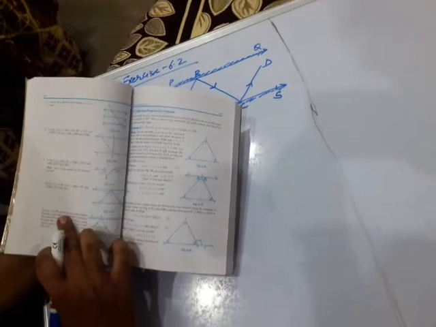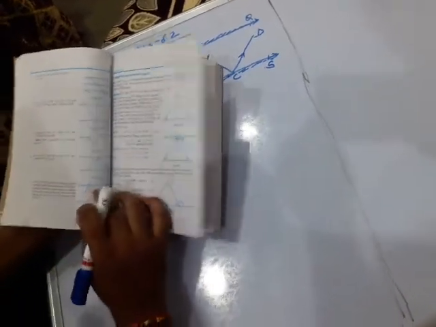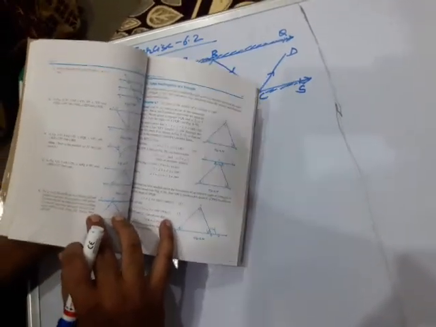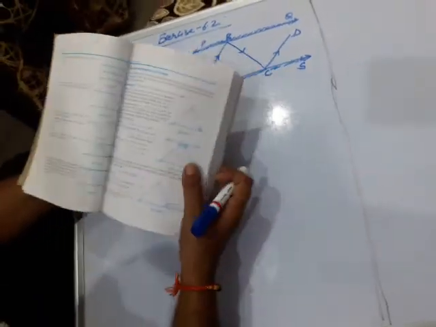Here question number 6 states that PQ and RS are two mirrors. Their figure is given, placed parallel to each other. An incident ray AB strikes the mirror PQ at B. The reflected ray moves along the path BC and strikes the mirror RS at C, and again reflects back along CD. Prove that AB is parallel to CD.